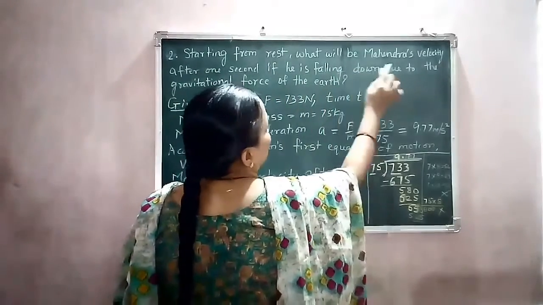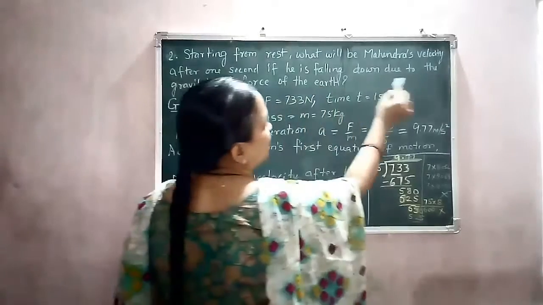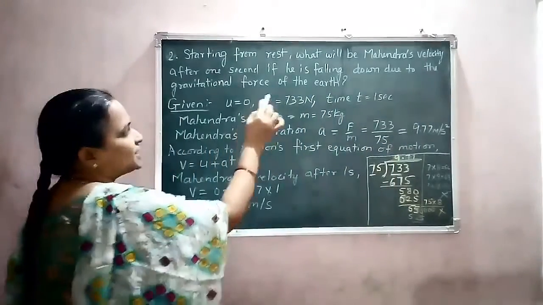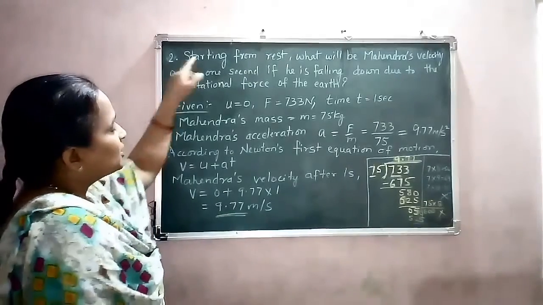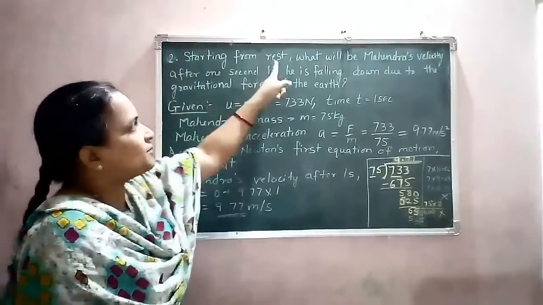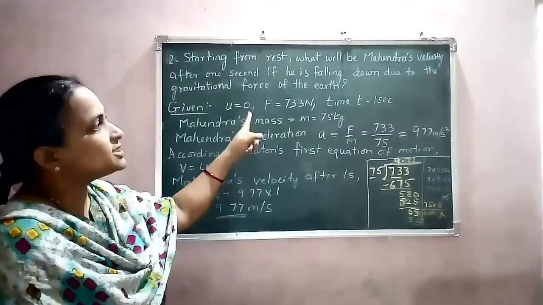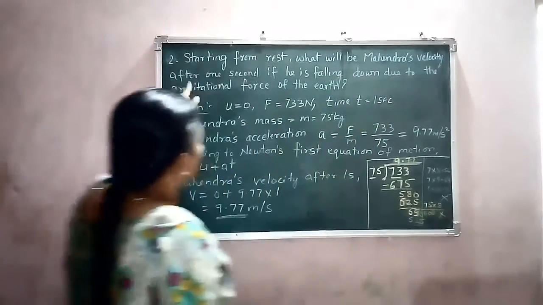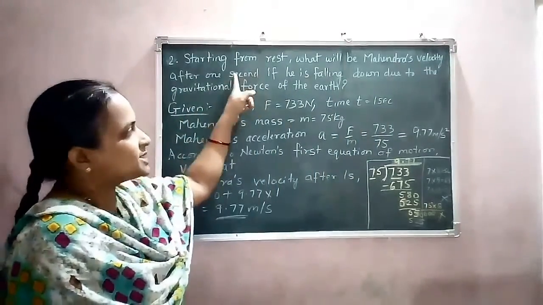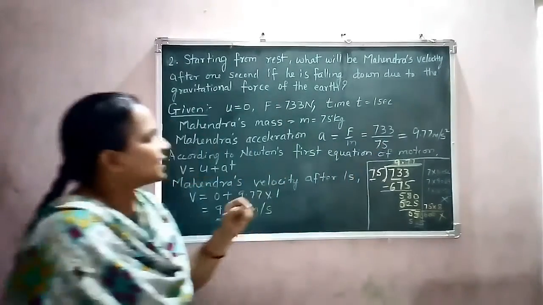Starting from rest, what will be Mahindra's velocity after 1 second if he is falling down due to the gravitational force of the earth? Here, what is given? Starting from rest, so the initial velocity U is 0. What will be Mahindra's velocity after 1 second? That is, time is given. Time is nothing but after 1 second, T is 1 second.